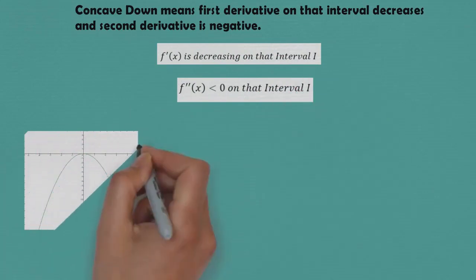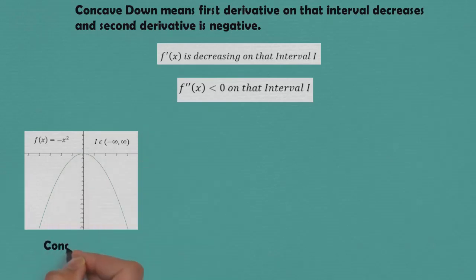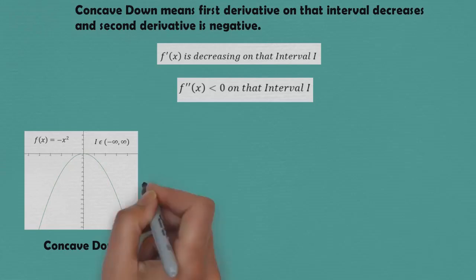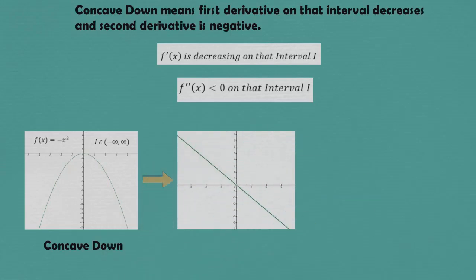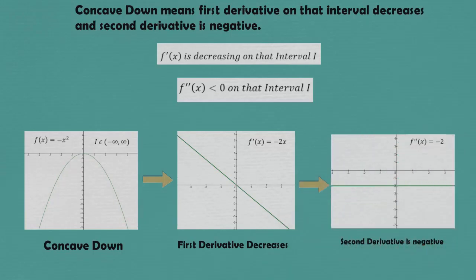For example, consider the function f of x equal to minus x square, a parabola opening downward, which is concave down. It is concave down on the interval from minus infinity to infinity because its first derivative, which is equal to minus 2x, is decreasing on that interval. That is, it is going downward as x increases, while the second derivative is negative on that interval. If one of the above conditions is satisfied, the other condition automatically gets satisfied.